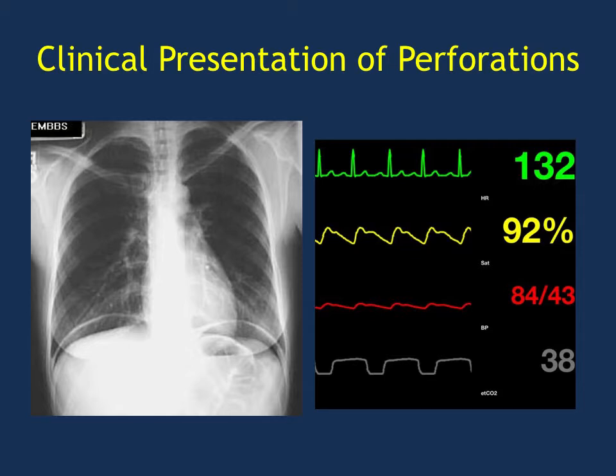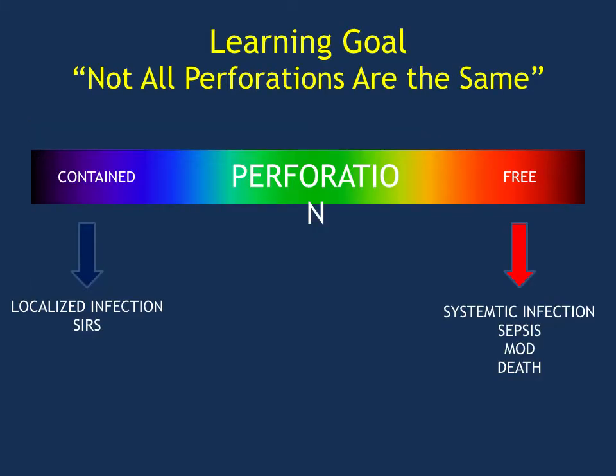Although this dramatic depiction is accurate for many patients, what you need to understand is that not all perforations are this devastating. Not all perforations are the same. The learning goal for this session is for you to recognize that the phenomenon of a hollow viscus perforation in the abdomen presents along a spectrum that ranges from mild infection to frank sepsis and death. How a patient does depends on where they lie along the spectrum of contained versus free perforation.